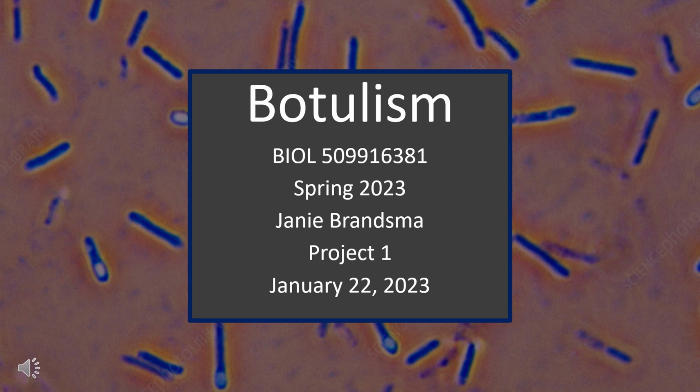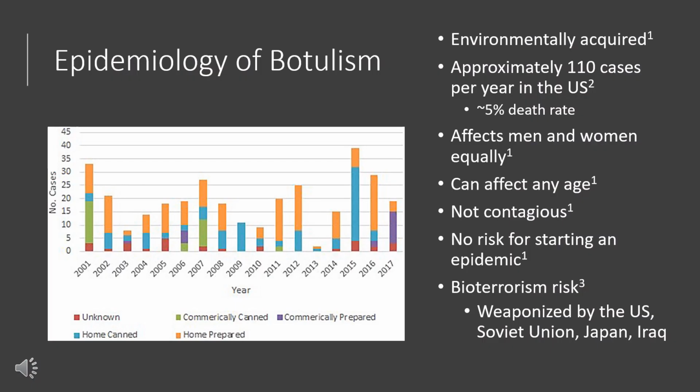This is the Project 1 on botulism. So a little bit on the epidemiology of botulism. It's a disease that occurs when an individual becomes infected with this bacteria C. botulinum. It is not all that common nowadays, with only approximately 110 cases per year. With modern day treatments, it only has a 5% death rate, but if left untreated, it has a nearly 100% death risk. Botulism can equally affect anyone, no matter their sex or age.